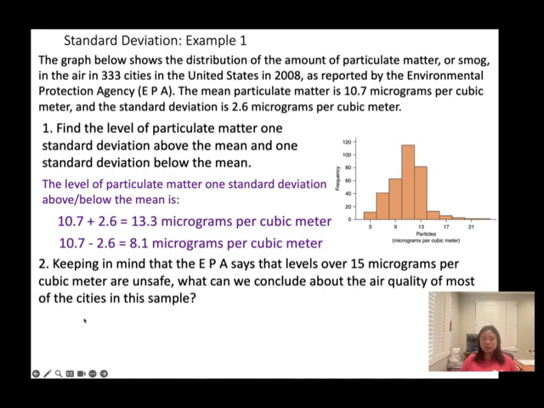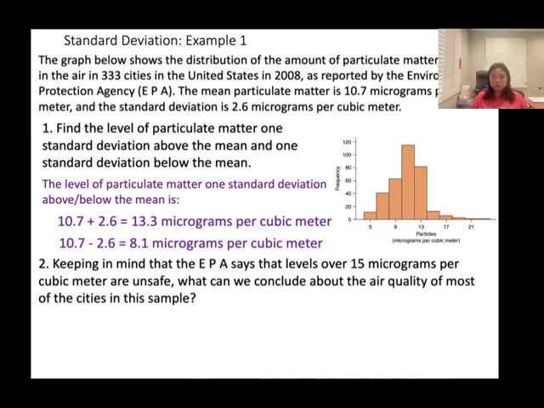Now, number 2. Keeping in mind that the EPA says levels over 15 micrograms per cubic meter are unsafe, what can we conclude about the air quality of most of the cities in these samples? 15 micrograms is somewhere like here. So think about it: is the air quality of most of the cities in the sample safe or unsafe?